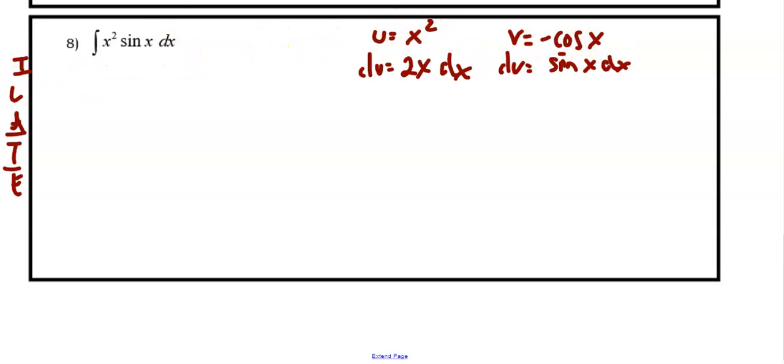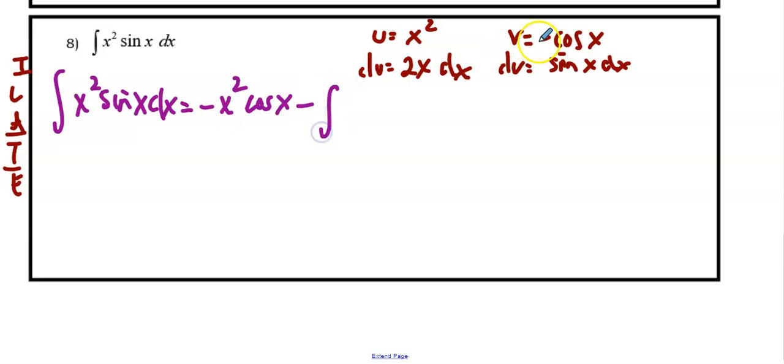So let's continue on with our integration by parts. So if I do the integration of x squared sine x dx, it's equal to the product of u and v. So it's going to be negative x squared cosine of x minus the integration of v times du. So you guys can see there's a negative right here with the cosine. So I'm going to go ahead and just pull that negative out and make this a positive sign. So this is going to be 2x cosine of x dx.